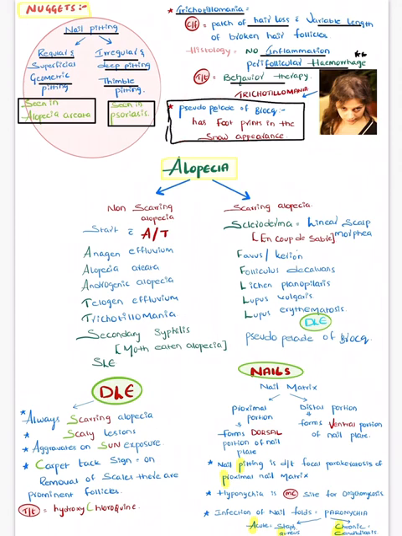Now coming on to pseudopelade of Brocq. I said about pseudopelade of Brocq, there was a footprints in the snow appearance. That is seen in lichen planopilaris.